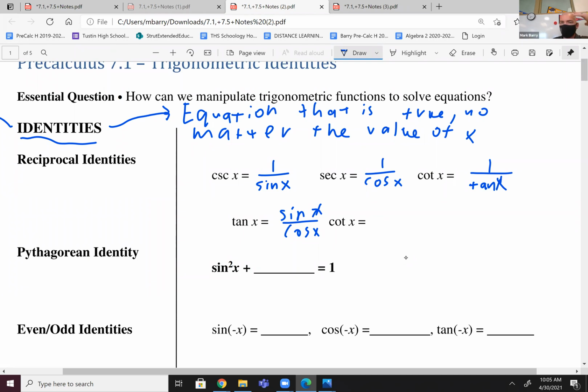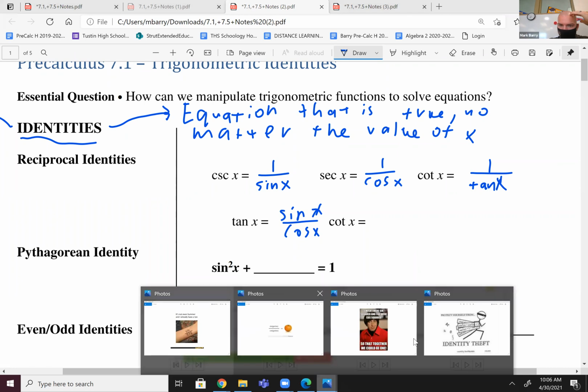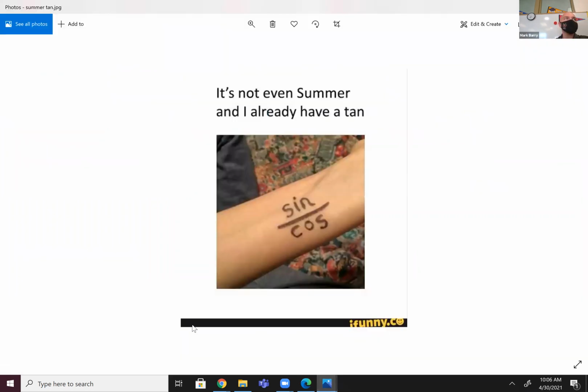I've got a lot of memes for this section, and so I'm going to sprinkle them throughout the lesson. So we'll get our first meme here that I think will actually help us remember this tangent identity right here. So let me show you that one. Here we go, our first meme.